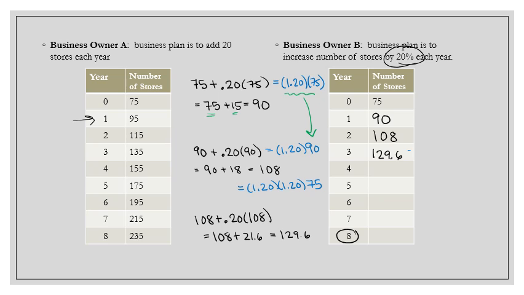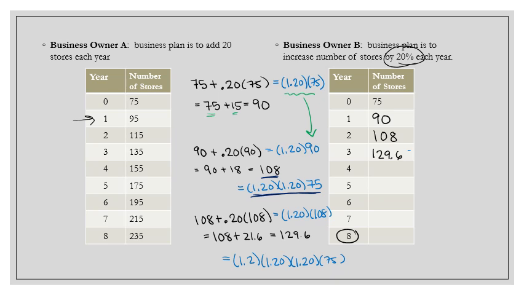Okay, down here I have 108 plus 20% of 108, so that's 1.2 times 108, but the 108 I got from the line above, which was 1.2, or sorry, I should say 1.2 or 1.20 times 1.20 times 75, right? So I was just writing down this line right here since it's equal to 108.